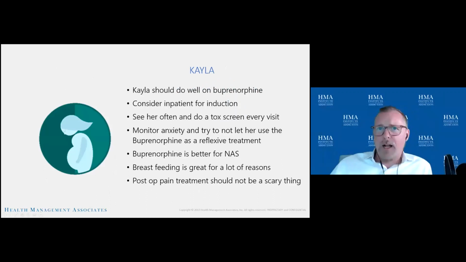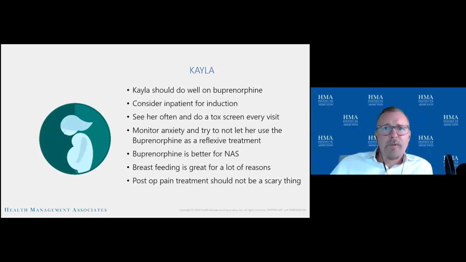So what does this mean for Kayla? We talked about her. So Kayla, she would probably do really well on buprenorphine. And in the case when we treated her, she did. We started her at 16 milligrams, and after a month, we had her on 12, and she stayed on 12 milligrams throughout pregnancy. We did not do an inpatient induction for her because she was somebody we had seen far into our experience on this. And so we did a home-based induction with a telephone call and a follow-up.